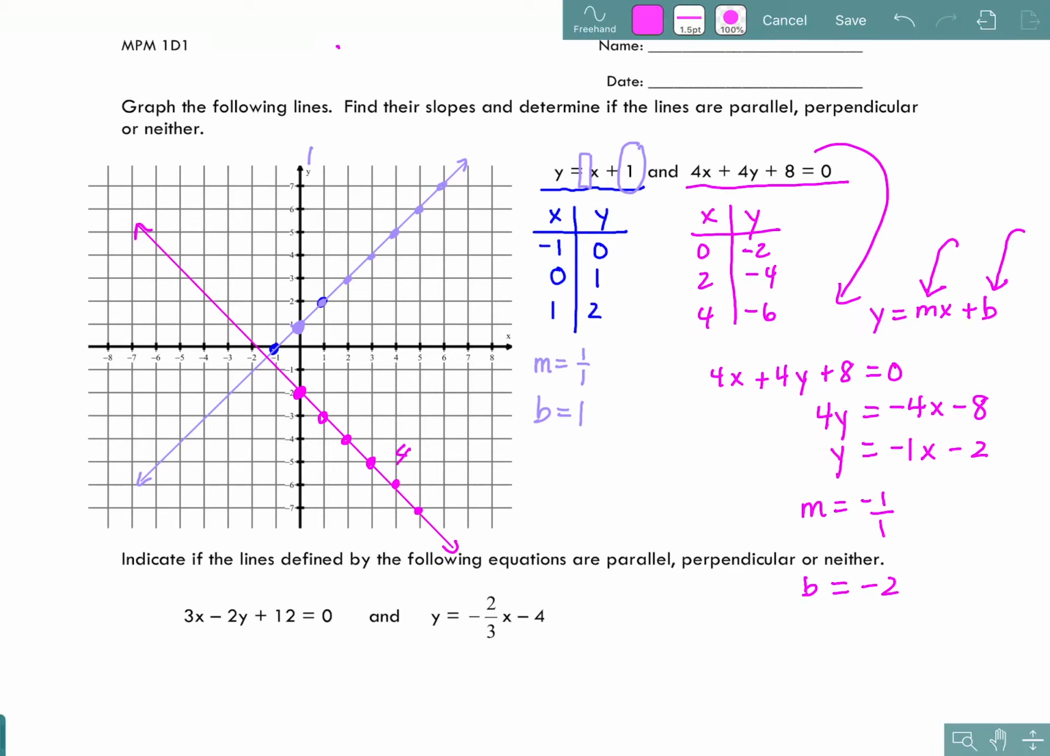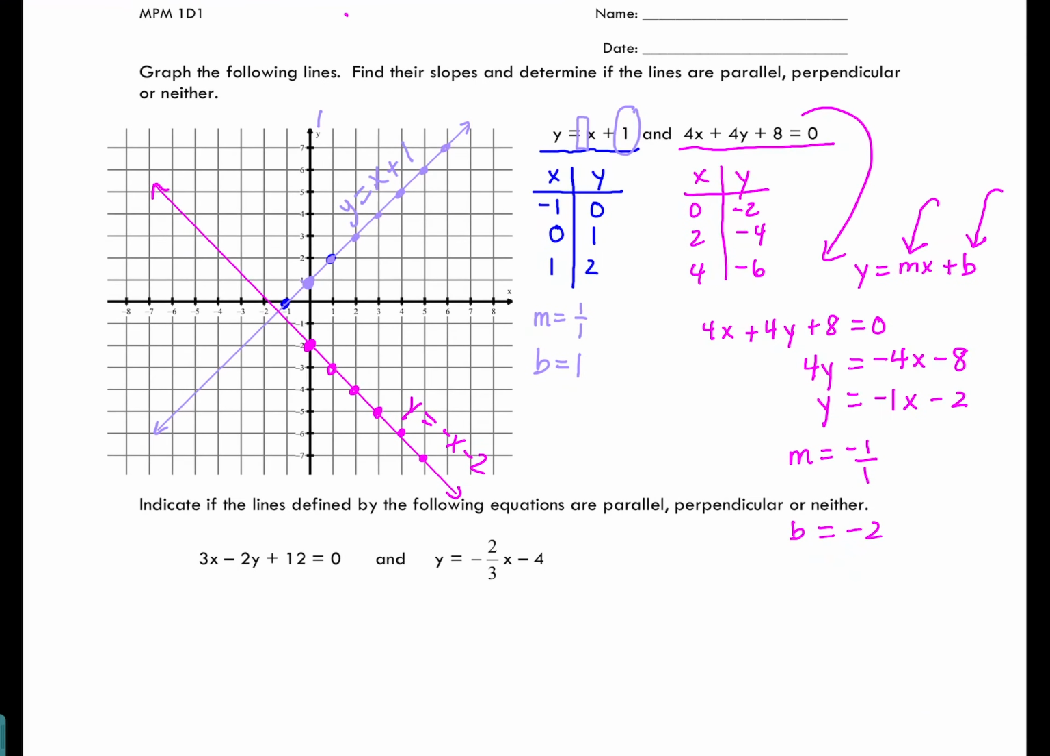And really we should label them. So this is for y equals, what do we get here? y equals -x minus 2. And this one was y equals x plus 1.